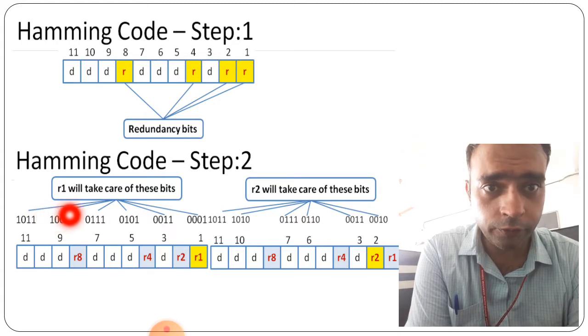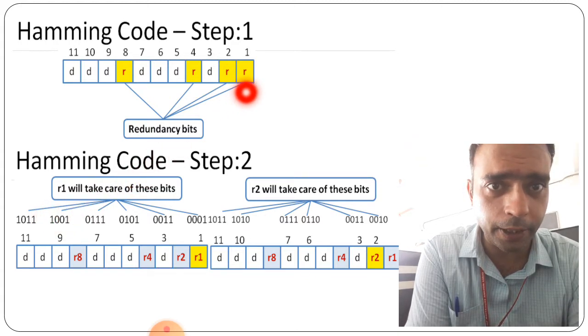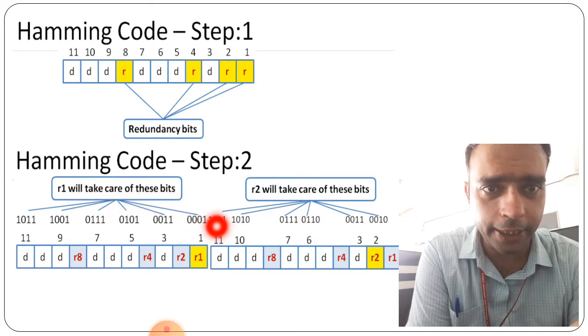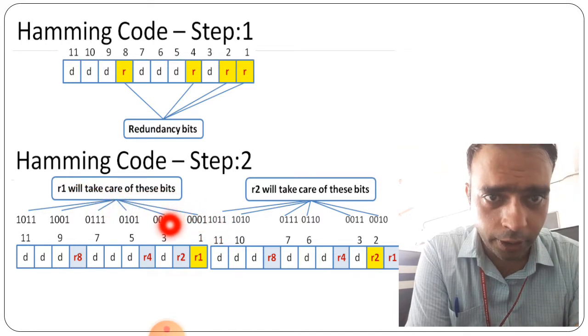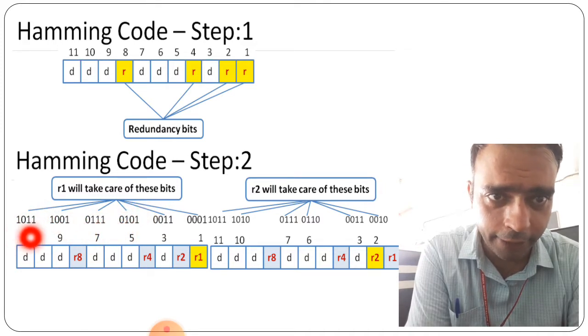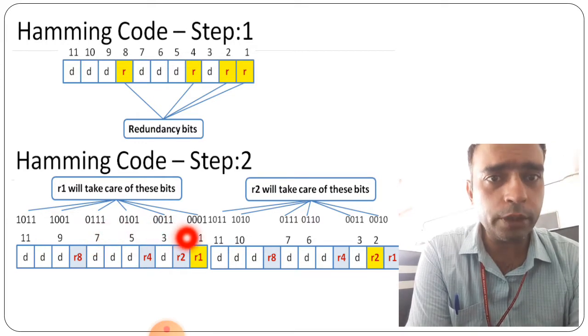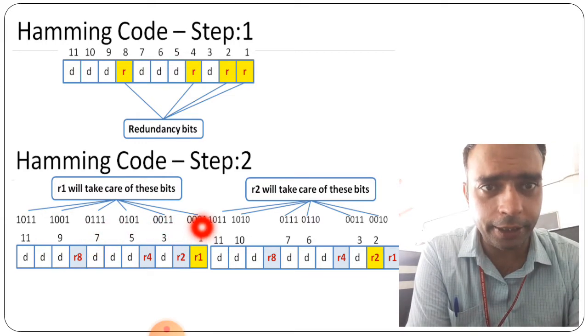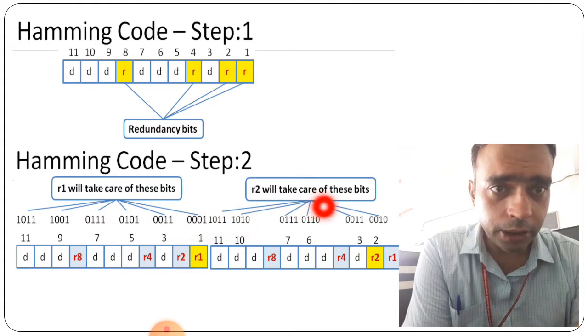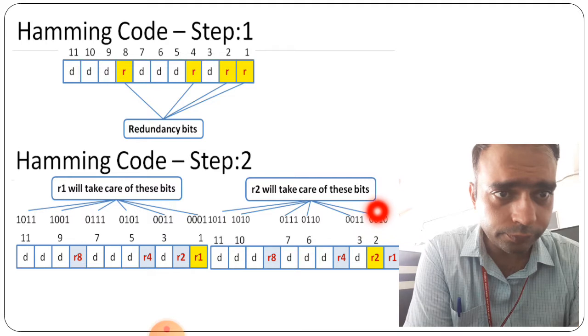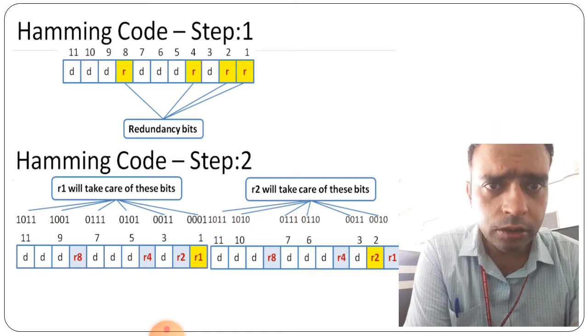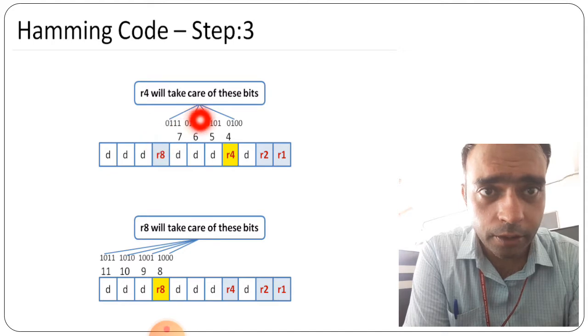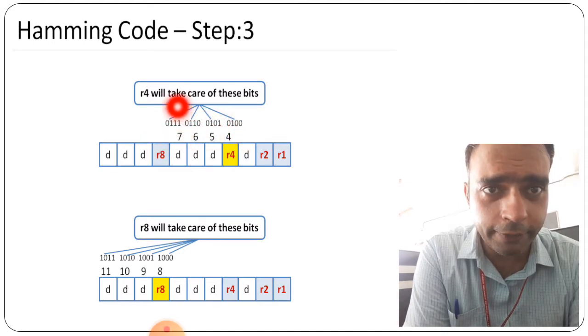So now first of all we have to start from this one part. So r1 will take care of this, that is written here. Here the alternate values are given, right? That is 1, 3, 5, 7, 9, 11. That will be taken care of by this r1. Now next r2, that will take care of 2, 3, 6, 7, 10, 11. Then after this, 4, 5, 6, 7 is taken by r4.